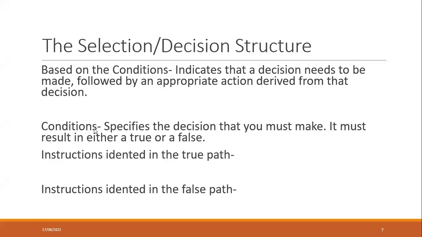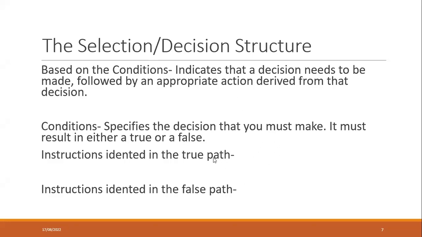Earlier we had algorithms. Here we use conditions. Conditions mean that based on them we have to take the decision. Decision conditions specify the decision that you must take. The conditions have two parts. If I ask a question, it has two parts: either you know or you don't know. If you know, I can continue to the next slide. If you don't know, I have to discuss it. So this is what selection or decision structure is about.